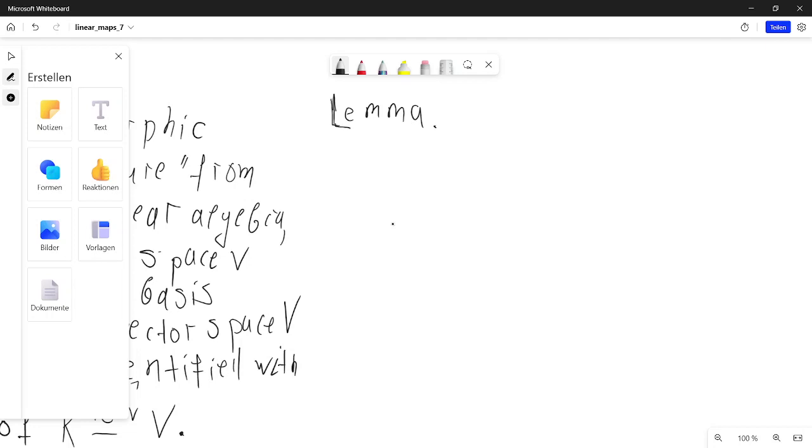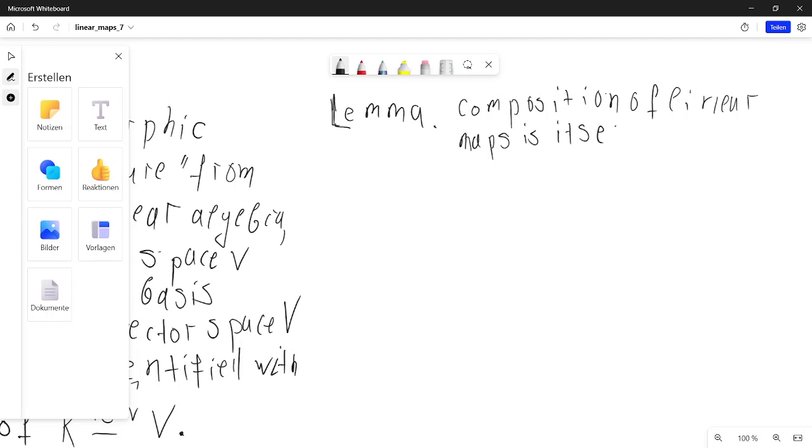Lemma: the composition of linear maps is itself linear, of course, as you could guess.